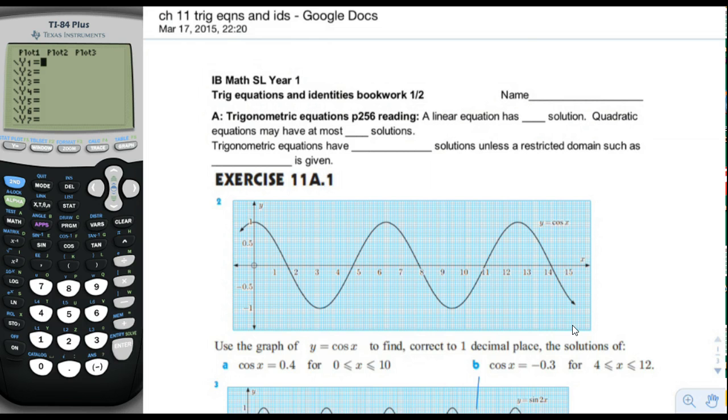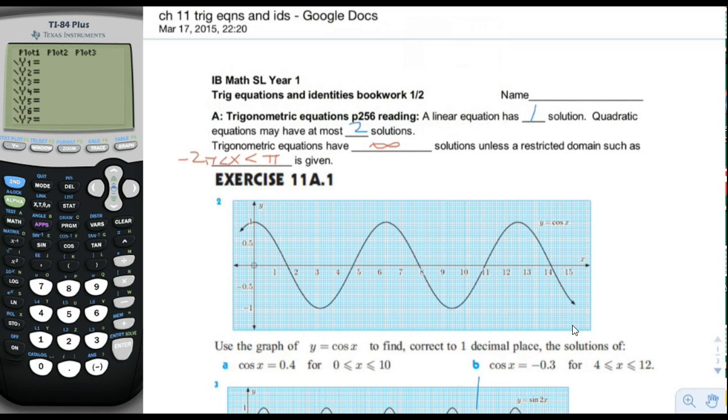So section A: a linear equation has one solution. Quadratic equations have at most two solutions. Trigonometric equations have infinite solutions, unless there is a restricted domain. You could put anything here, like negative 2 pi less than x is less than pi, or something like that.